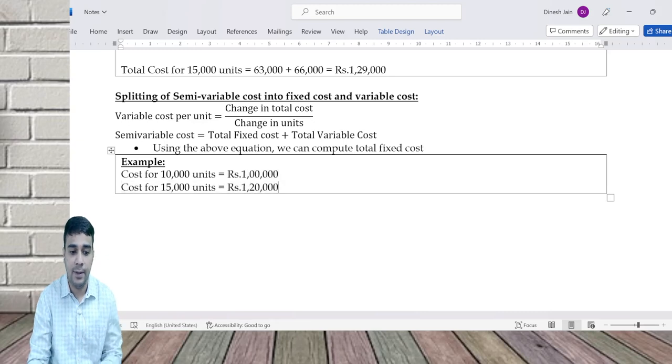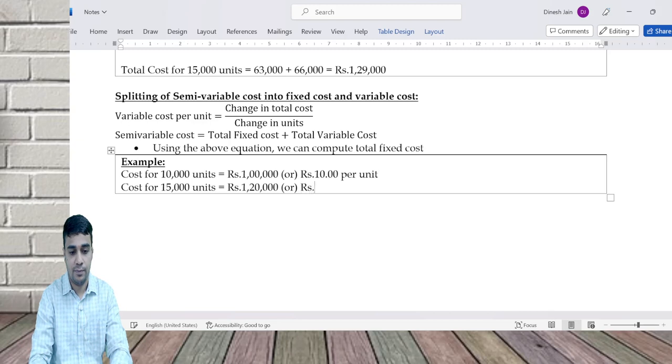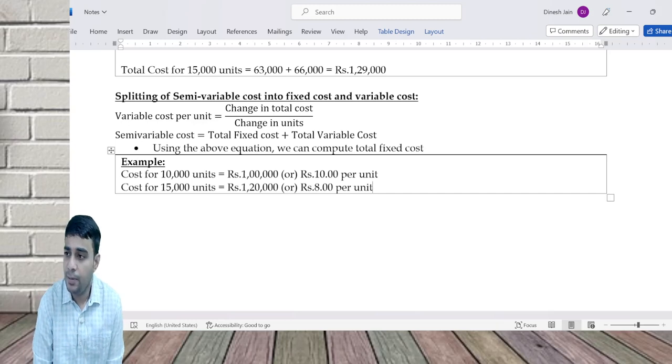Divide 1 lakh by 10,000. How much is it? Divide and tell me what is the number. 10 per unit, and divide by 15,000. Divide, tell me, guys, please participate. Guys, start doing calculation. So 10 per unit and 8 per unit. You'll have to have a calculator. Please start doing calculation from now onwards.